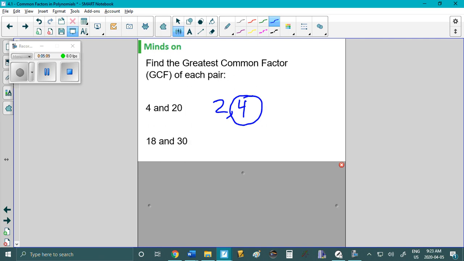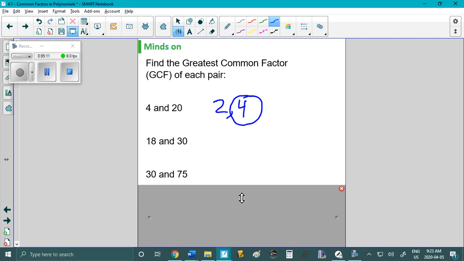All right. So I want you to try these next. Let's just do these next two. So find the greatest common factor of each of those. Pause it now. Figure those out and come on back.